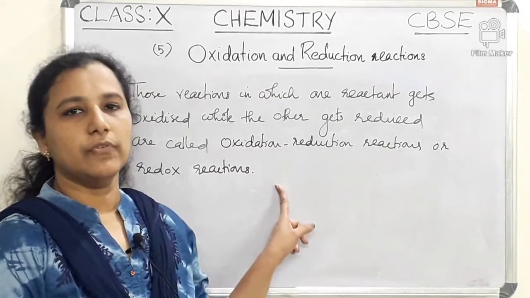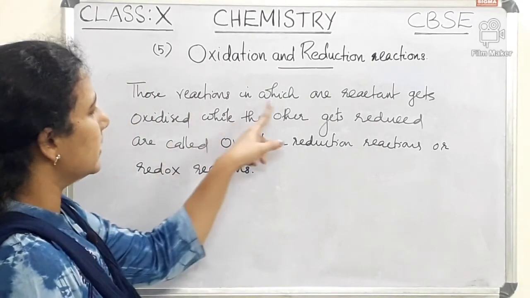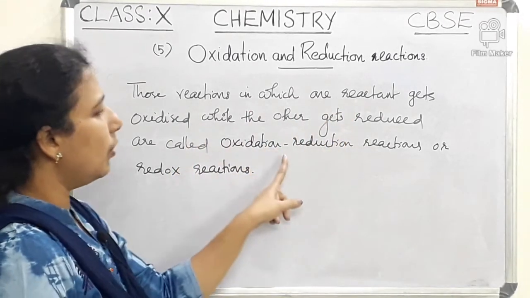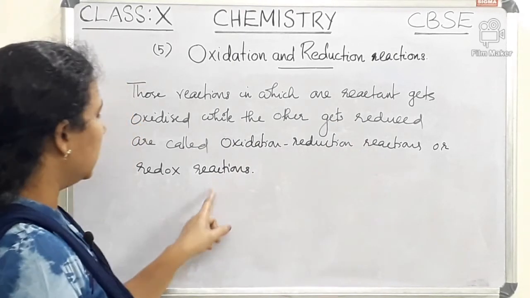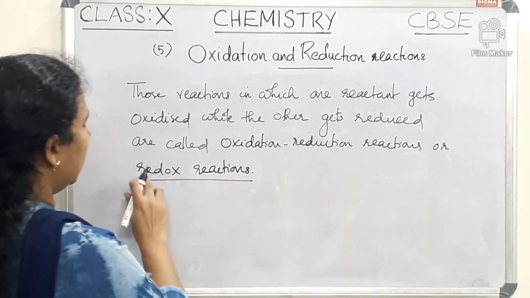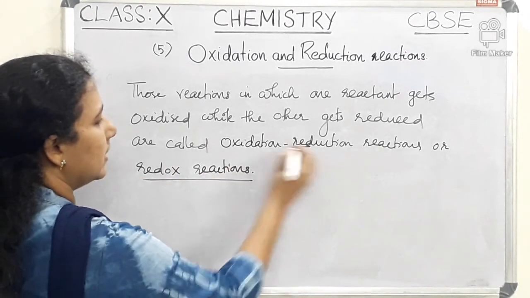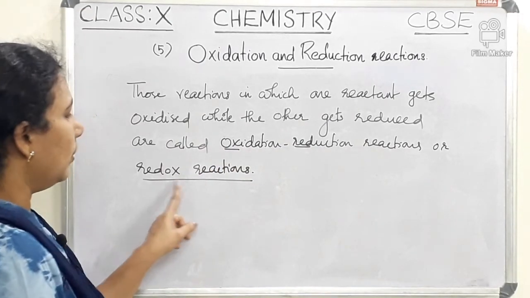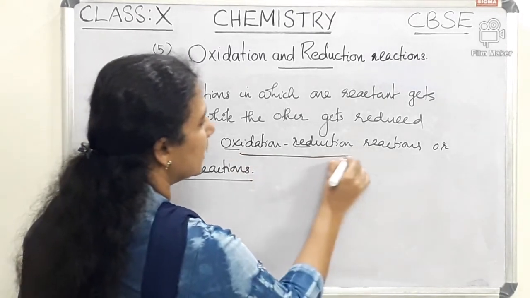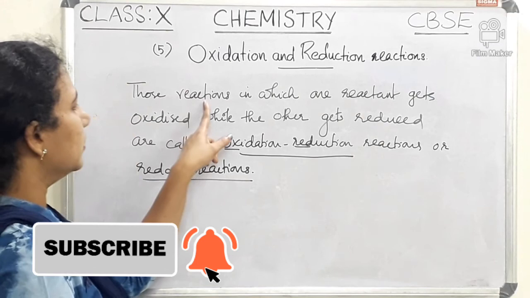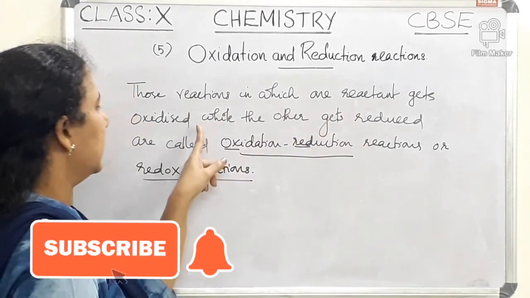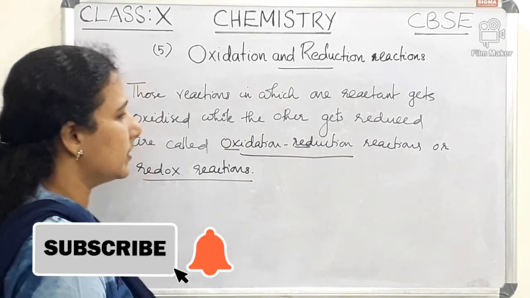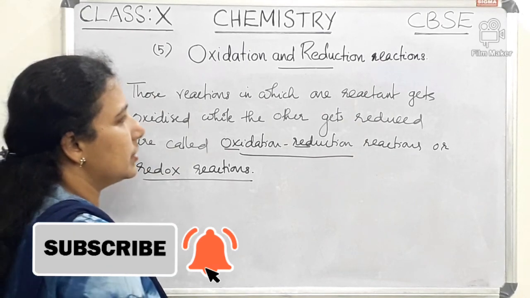Now let's write the definition of oxidation reduction reactions. Those reactions in which one reactant gets oxidized while the other gets reduced are called oxidation reduction reactions, or redox reactions. So redox means red from reduction and ox from oxidation. Together it is called a redox reaction, or oxidation reduction reaction. So this is about oxidation reduction reactions.